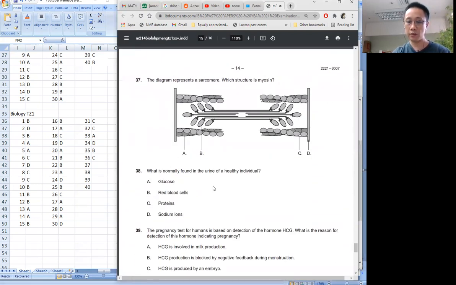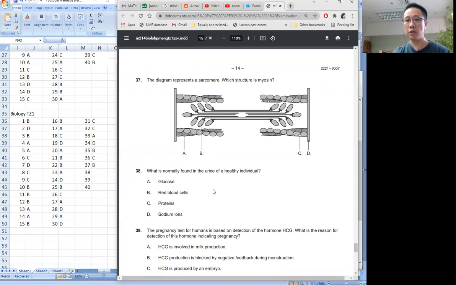37, that looks like a sarcomere. Which structure is myosin? Myosin would be the thick filament. So B looks like the myosin head. I was expecting them to label the middle horizontal bars lines because A will be the actin and C will be the tropomyosin and D is the Z line. So I'll just go for B.